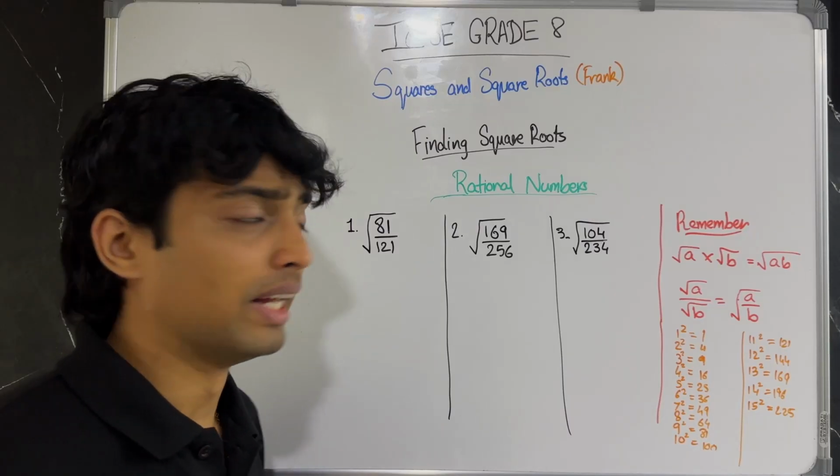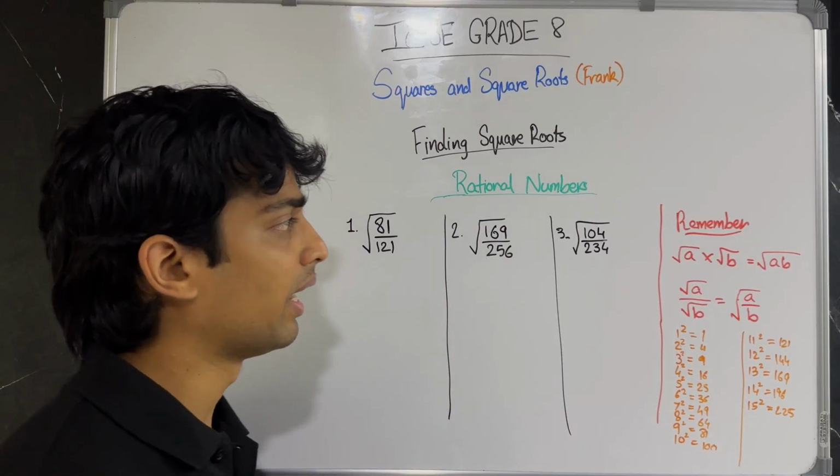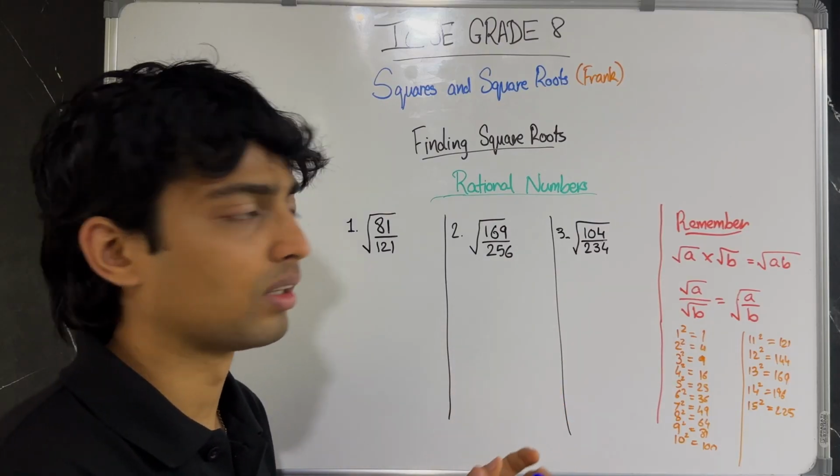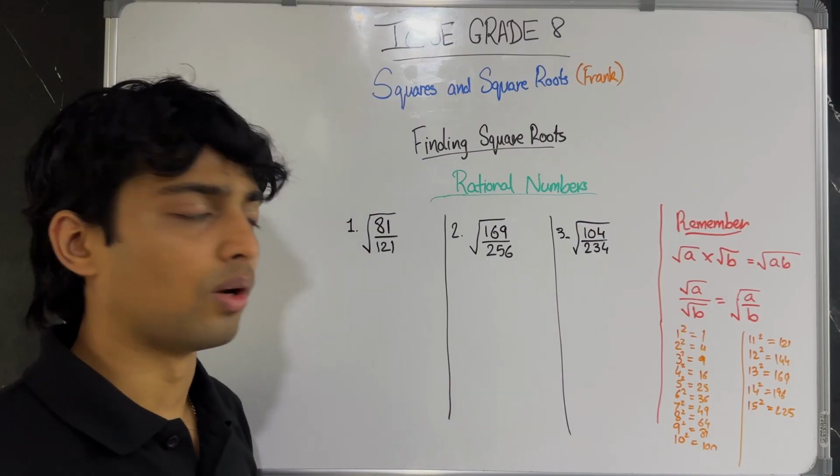Hello guys, in this video we are going to find square roots of rational numbers. In the previous videos we had integers as the question, like finding square roots of integers. But here there are fractions. So how do we do it now?